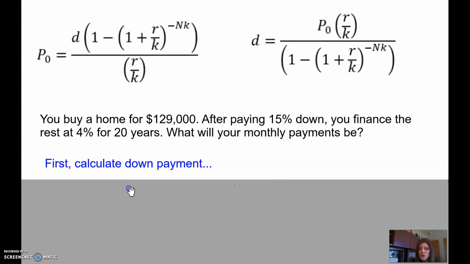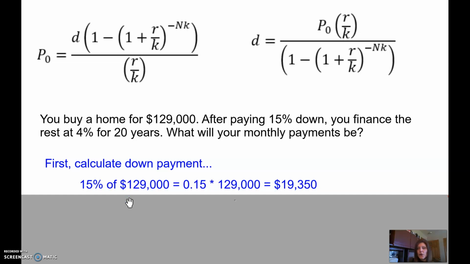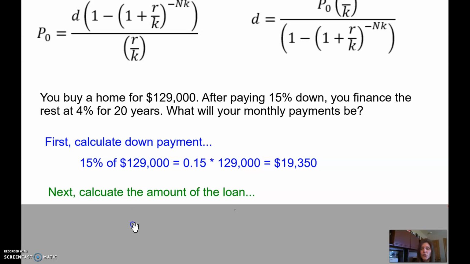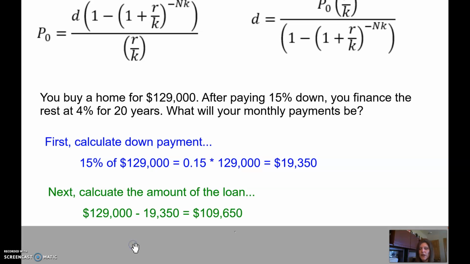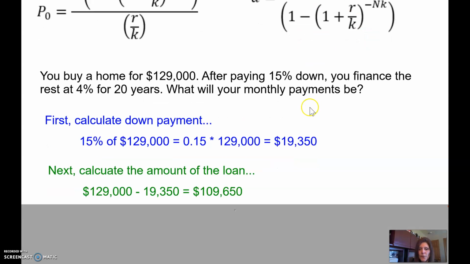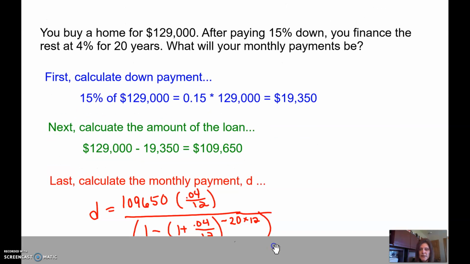If you recall from our previous units, to calculate a percentage of something, you multiply. So 0.15 times 129,000 means we're going to pay $19,350 down. That's going to be subtracted off the purchase price so that our loan actually is not going to be $129,000. It's going to be less the down payment, or $109,650. Okay, that's what my P sub 0 should be, after the down payment. Then we know our interest rate, 4%. We know our N is 20 and our K is 12 because we're making monthly payments, and we plug it into our formula.